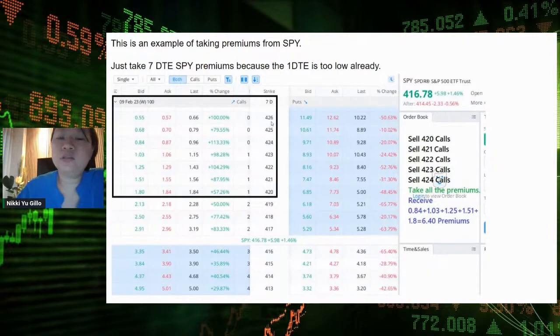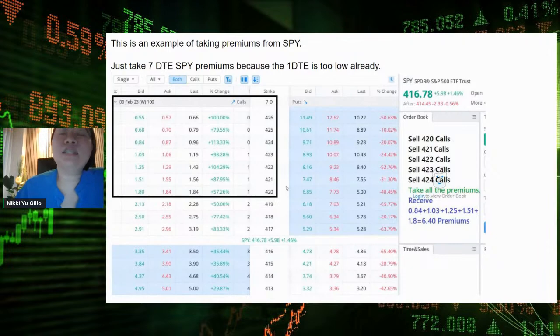You would only stand to lose at the maximum, since 425 minus 420 is maximum with spread of $5 and you receive 110. 500 minus 110 would mean a maximum loss of 390. So that's like a really good yield. Imagine you're risking 390 to make 110. So basically you're risking $400 to make $100.